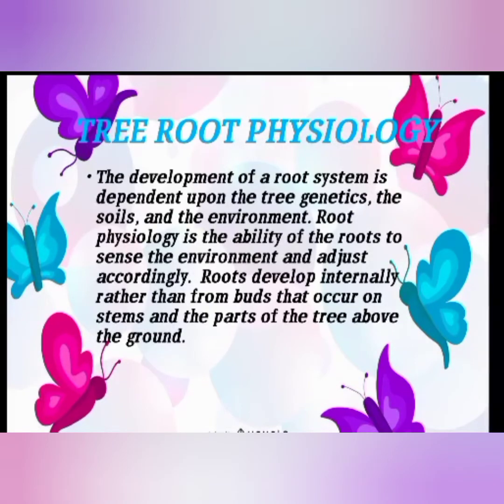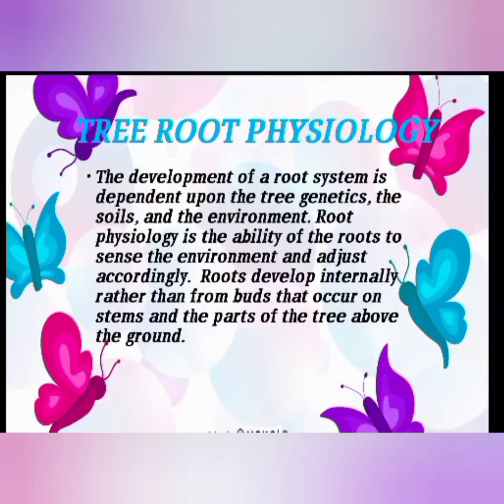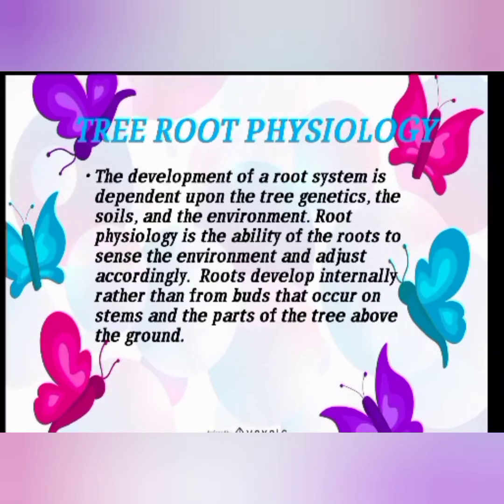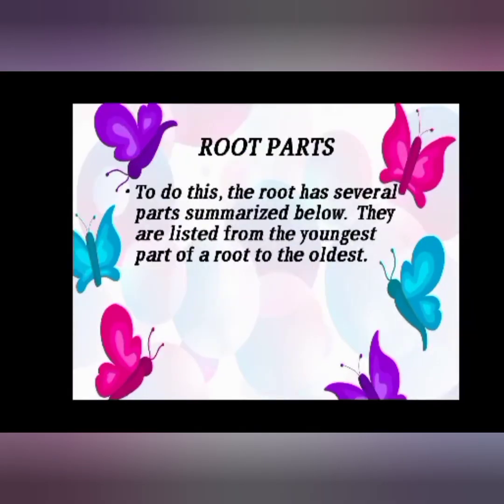The development of a root system is dependent upon the tree genetics, the soils, and the environment. Root physiology is the ability of the roots to sense the environment and adjust accordingly. Roots develop internally rather than from buds that occur on stems and the parts of the tree above the ground. Next is root parts. The root has several parts, summarized below. They are listed from the youngest part of a root to the oldest.